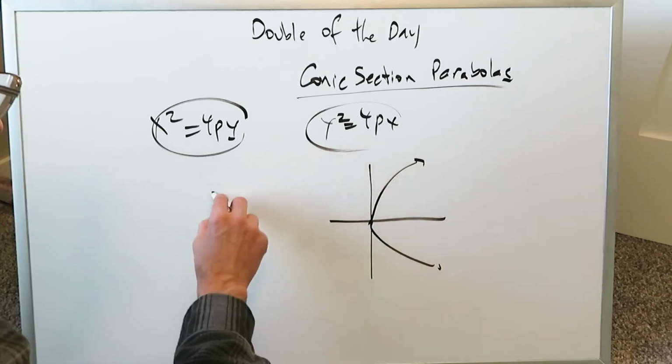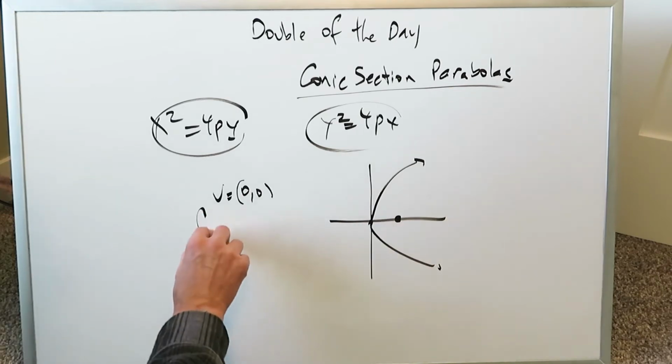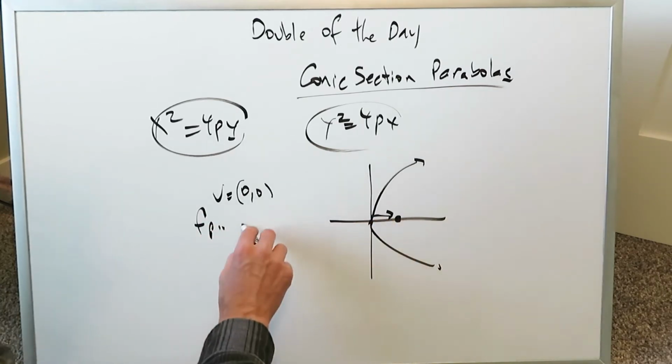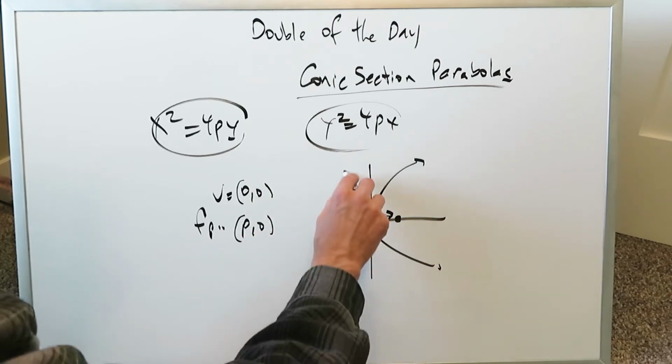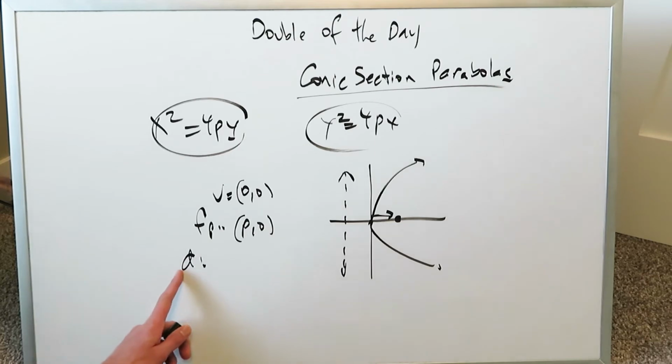Anyhow, for this one the vertex is again 0, 0. You have a focal point which will be right here, but the focal point over here is going to be p units away, right? P units, so it's going to be p, 0. You have a specific directrix, an imaginary line, which I will abbreviate as d.